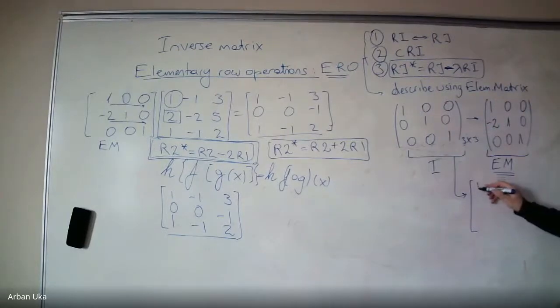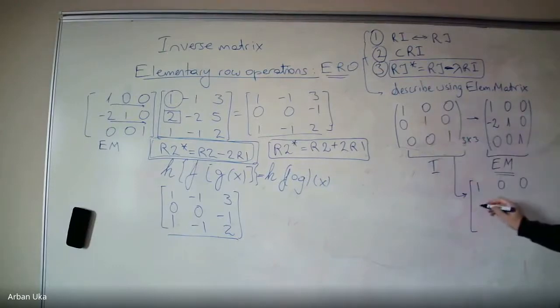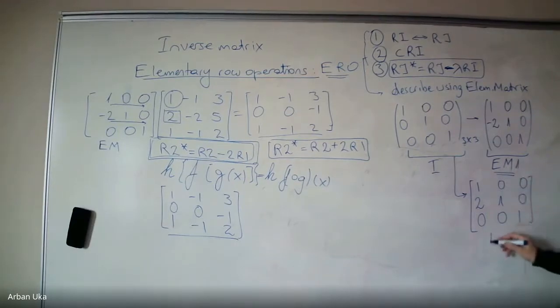And here we're going to get 1, 0, 0. And here we get 0 plus 2. Okay. This is 1 plus 2 times 0, this is 1. Here we get a 0. Then the last row, it is the same. Okay, let this one be elementary matrix 1, and let this be elementary matrix 2.